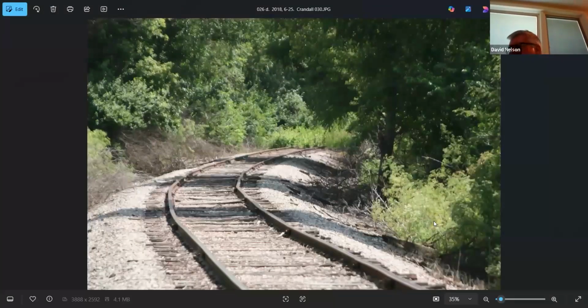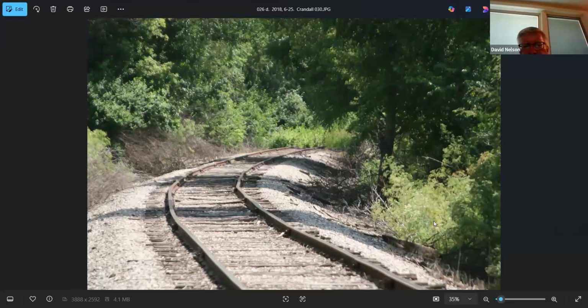A less known junction, but at one time a pretty busy one, is in Illinois, east of East Peoria, called Crandall. And the track that we're looking at went from East Peoria up to a place in Illinois called Ancona, where it joined the Santa Fe. This was actually Santa Fe track. It's all that's left now.